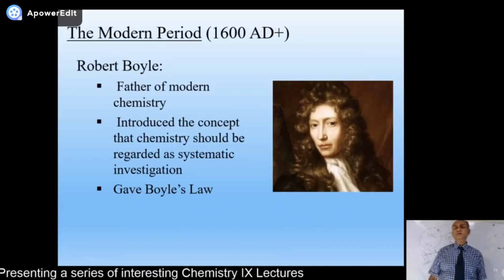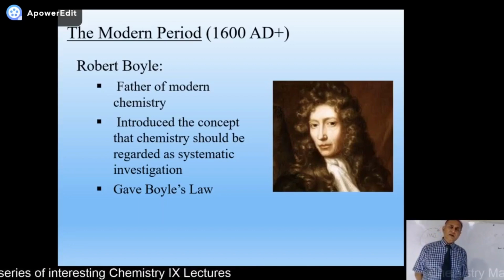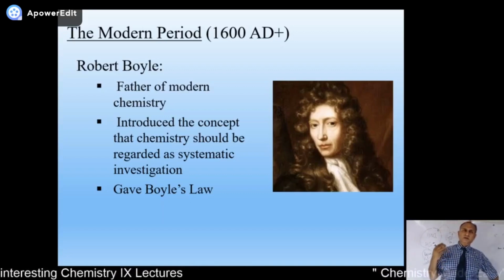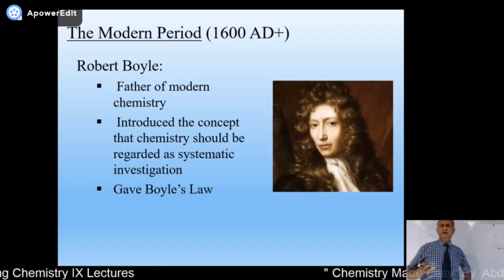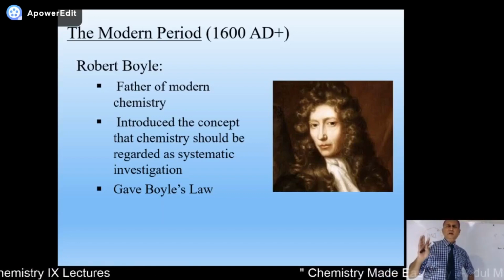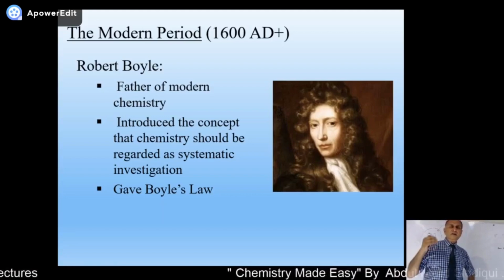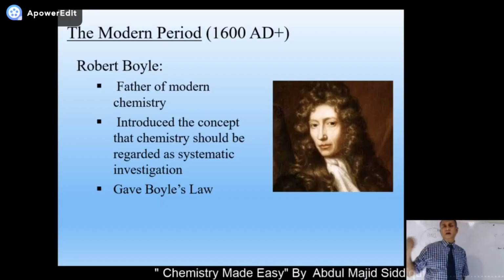Now the next period is the modern period. The modern period started from 1600 AD, and since then it has produced a number of new things. A number of prominent scientists are there, like Newton, like Rutherford, like Bohr, like J.J. Thomson, like Robert Boyle. A number of scientists are there. So the very first one you can see on the screen. Remember, whatever we are doing here, this is all in accordance with our syllabus.